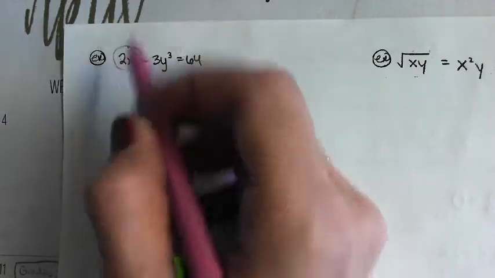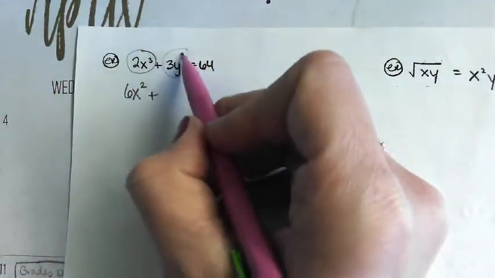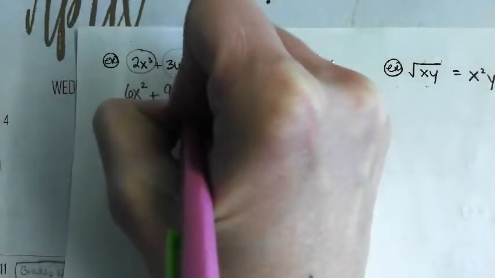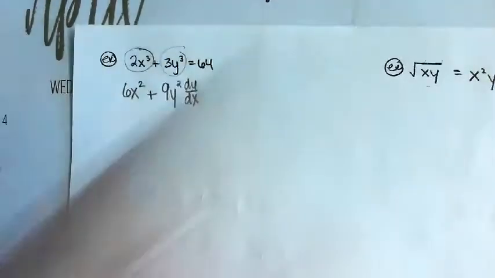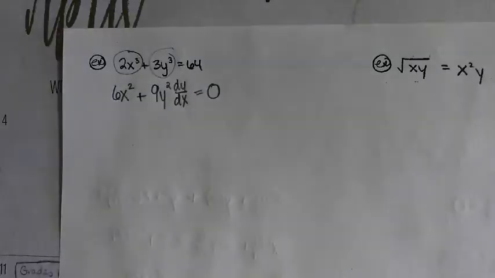Okay. So, first term here. Bring your 3 out in front, will be 6x squared. Plus, second term here, bring power rule. It'll be 9y squared dy dx equals 0.